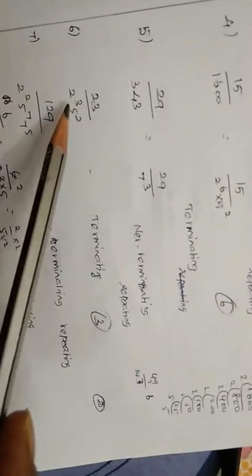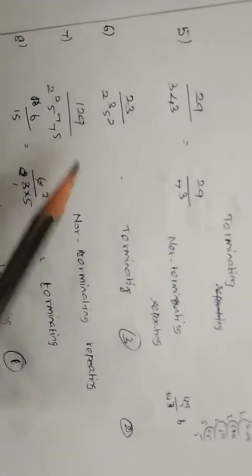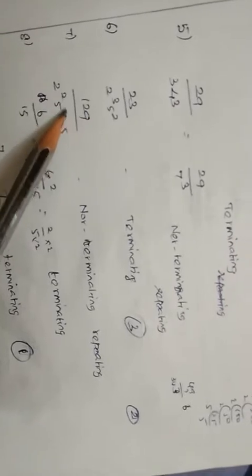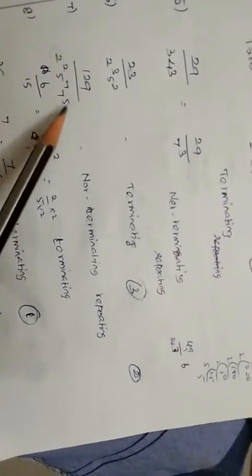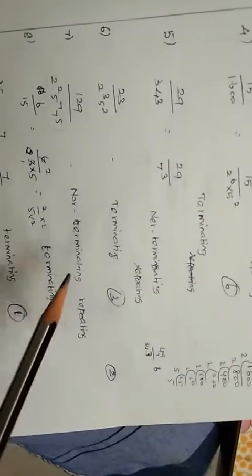Now 23 divided by 2 power 3 into 5 square. As it is given in the form 2 power n 5 power m, by using that first expansion we can write, so it's terminating. Now 129 divided by 2 square 5 power 7 7 power 5 given. Other than 2 and 5 bases we have 7 also, so 7 power 5 we have, so it's a non-terminating repeating decimal. Before that you need to write this is not of the form 2 power n 5 power m.